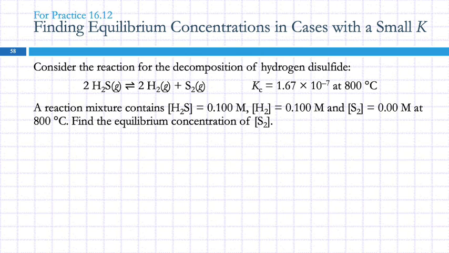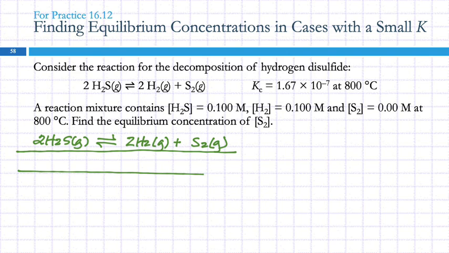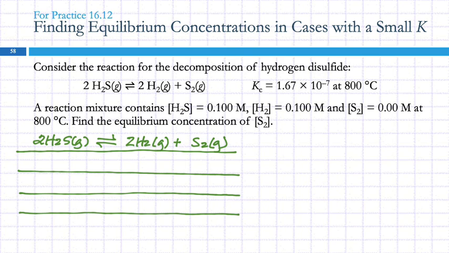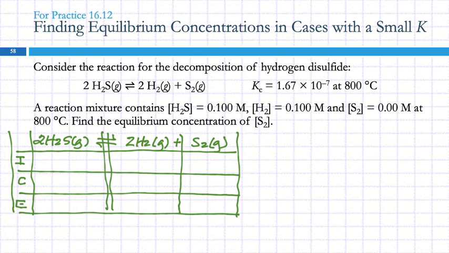So we're going to make an ice table. I'm going to use the balanced chemical equation as the header, and then I'm going to have I, C, E. I'm going to start doing that in a different color. I, C, E. Okay, there's our ice table.